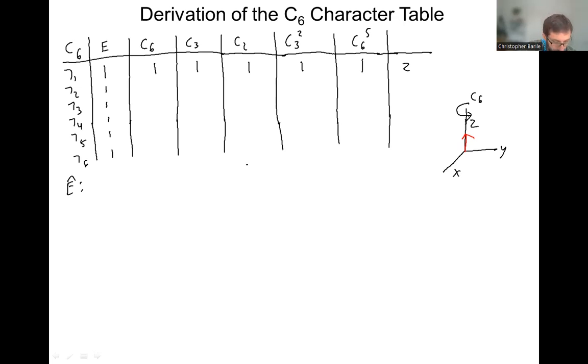Now we're imagining an X vector, like that. And how does the X vector transform under identity? Not interesting. Identity always just takes itself into itself. So X goes into X. But when we get to the C6, now we have a situation where the X vector has been rotated 60 degrees. And you can see that it doesn't make it all the way to Y. It's 30 degrees apart from Y.